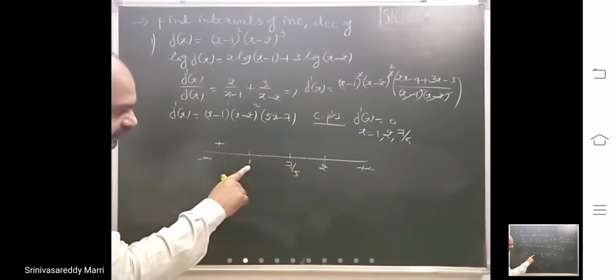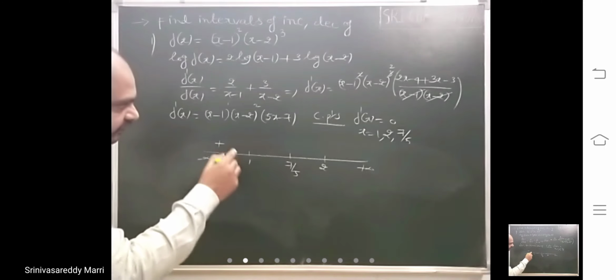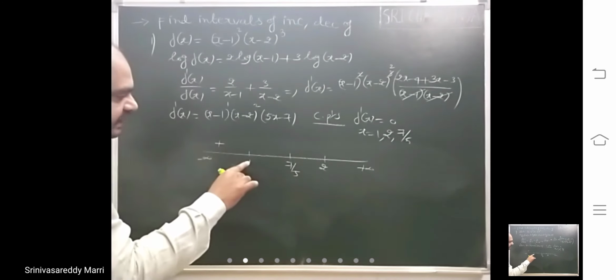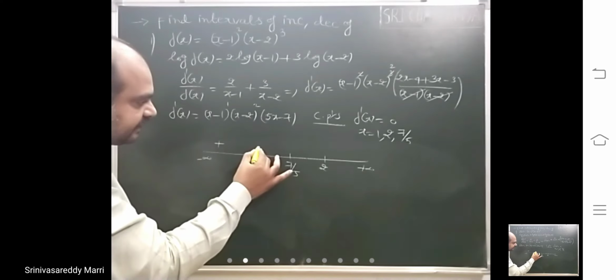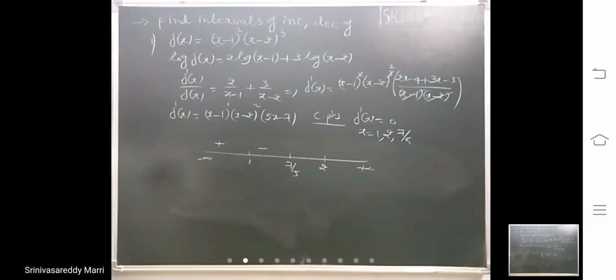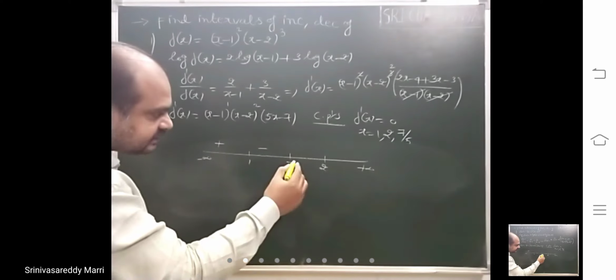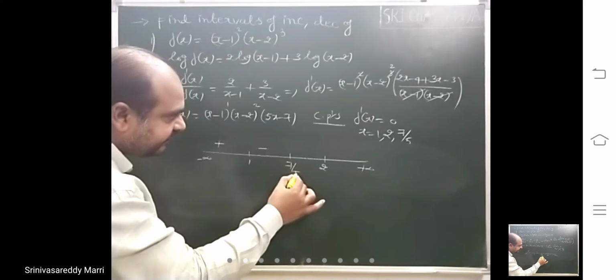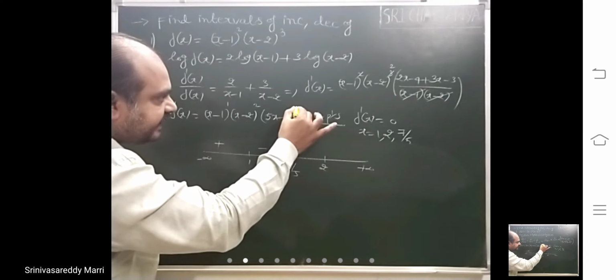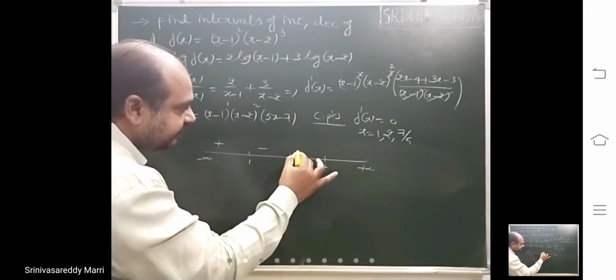So next interval, starting point you take 1. Where is the factor? Power 1 is there. Power is what? Odd. Change the sign. Minus. Right? So next interval, starting point 7 by 5. 7 by 5 power is what for that factor? Odd. Change the sign. Plus.